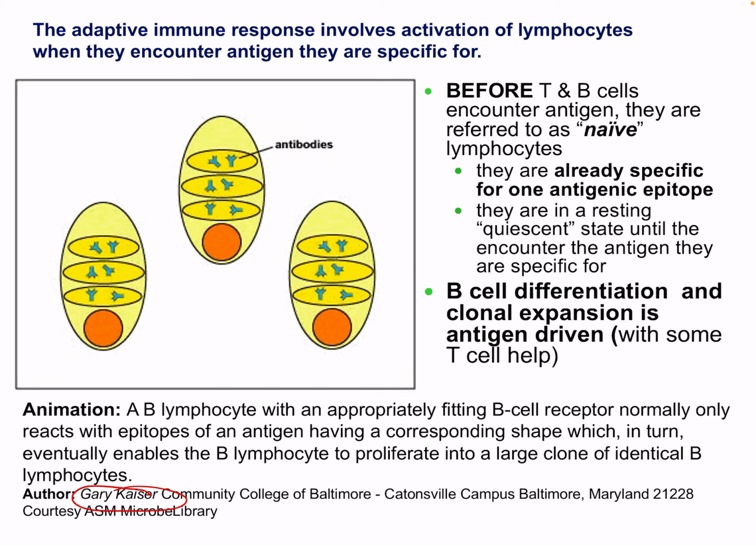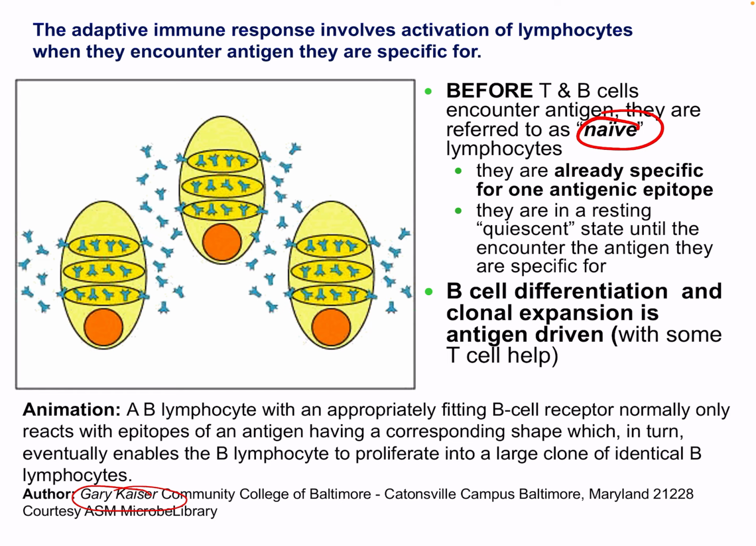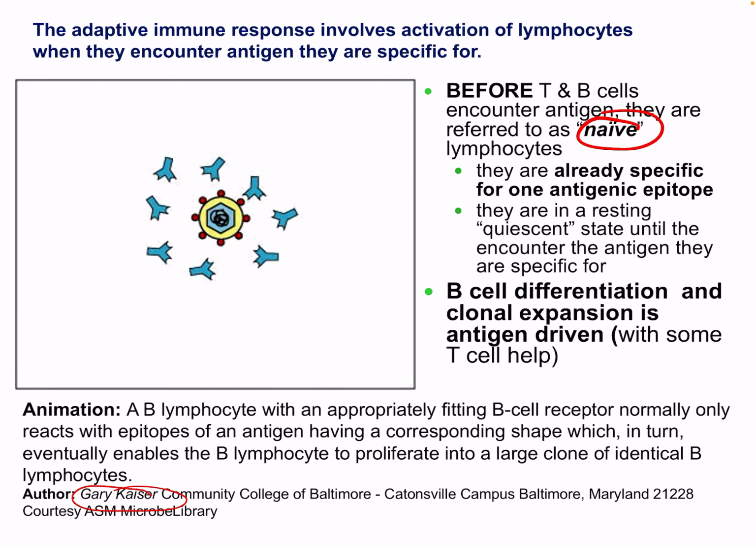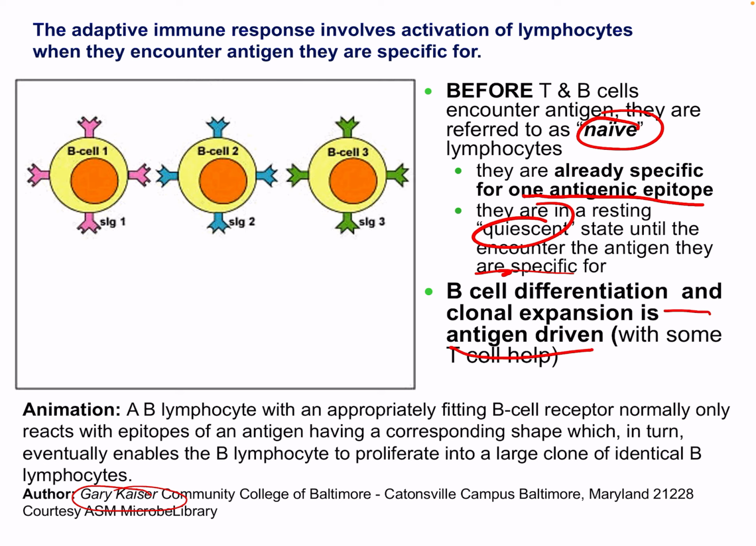animations. So before T and B cells encounter antigen, they are referred to as naive B cells, or naive lymphocytes. They already have their specificity and their receptors, so they're already going to bind to that one antigenic epitope, but they're in a resting or quiescent state until they encounter the antigen they are specific for, or it is presented to them. So B cell differentiation and clonal expansion is antigen driven with some T cell help, usually with T helper cells.